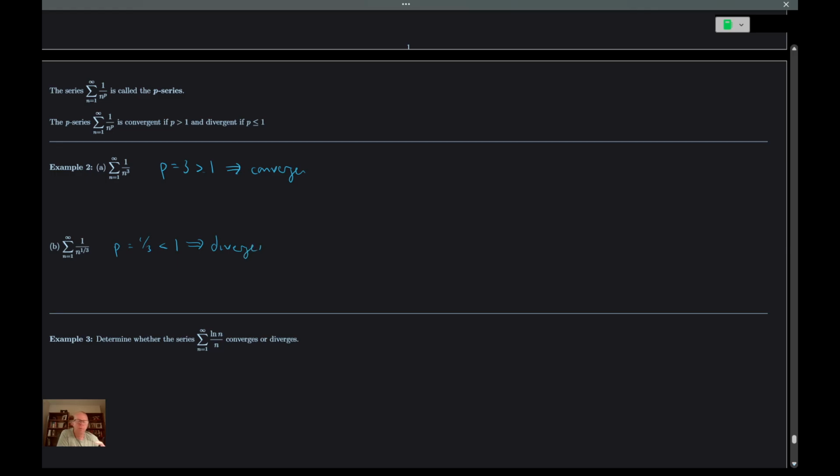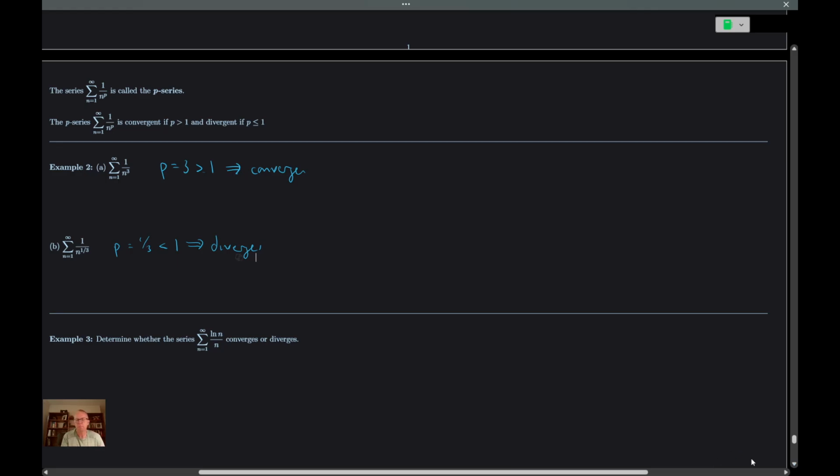Now, remember from what we said in the last video, this limit does go to 0. So the terms do go to 0, but the series still diverges. So keep that in mind. Just because the terms go to 0 does not mean that the series converges. If it does converge, then they will go to 0, but the reverse is not necessarily true.